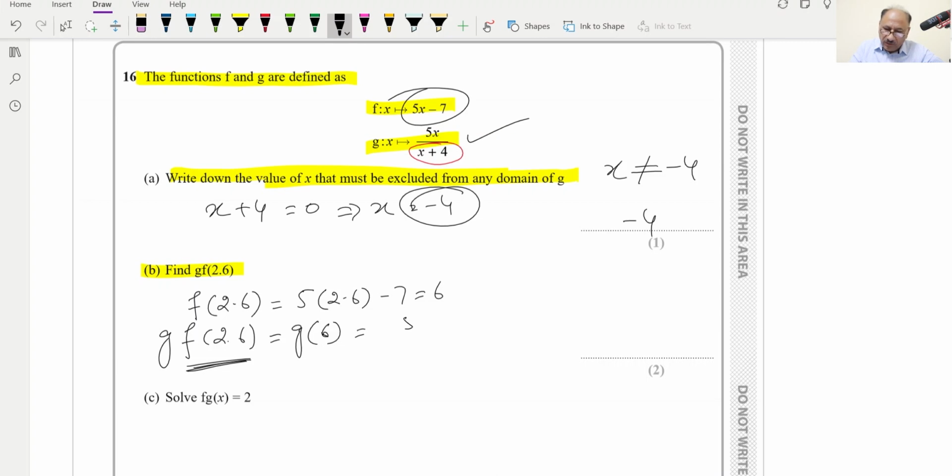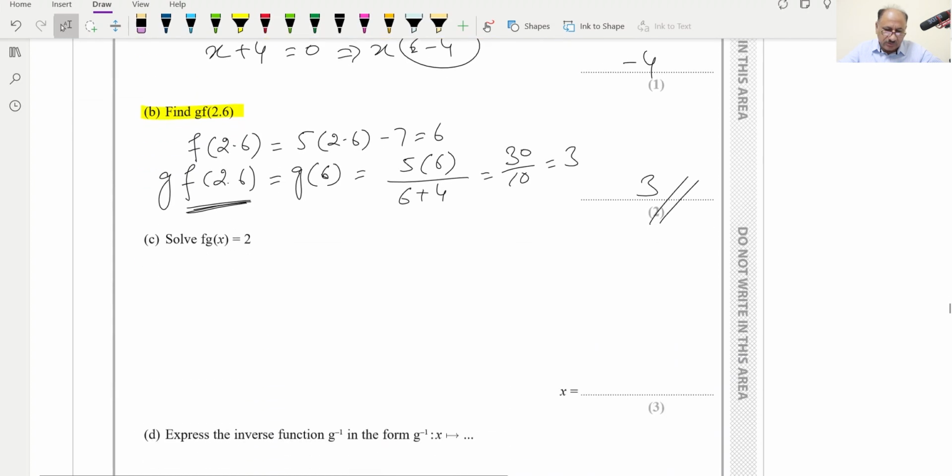So it will be 5 into 6 divided by 6 plus 4, and this will be equal to 30 divided by 10, which is equal to 3. So answer will be 3. Hopefully you understood this. This is 2 marks question.